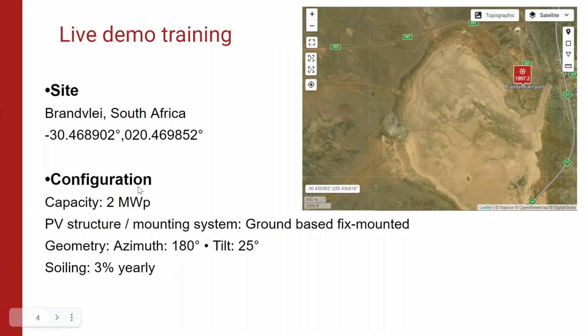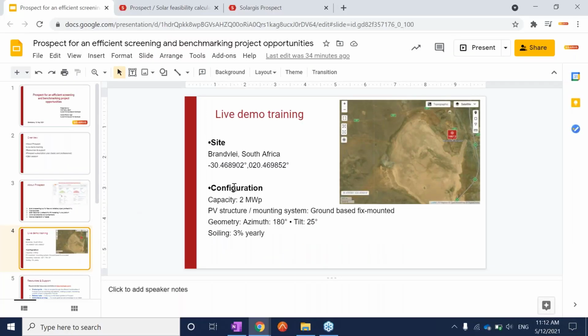Today we will be simulating a site in South Africa, in the area of Burnley. For our simulation, we'll be using the configuration presented here. We will simulate a project with 2 megawatt capacity using a ground-based fixed mounted PV structure. For the azimuth and tilt, regarding the GTI, we will be using 180 as azimuth and 25 as tilt, with a yearly soiling of 3%.